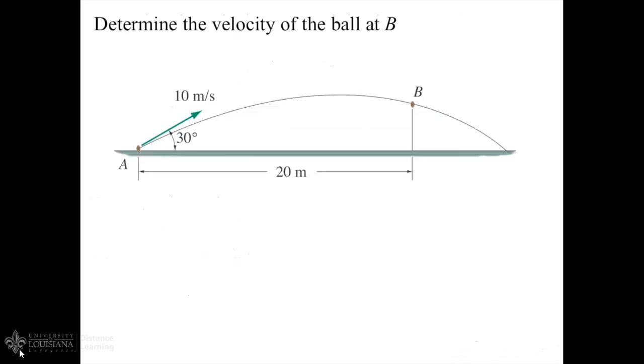All right, now try this one. See if you can determine the velocity of the ball when it reaches point B, if its initial velocity is 10 meters per second, launched at an angle of 30 degrees with the horizontal.